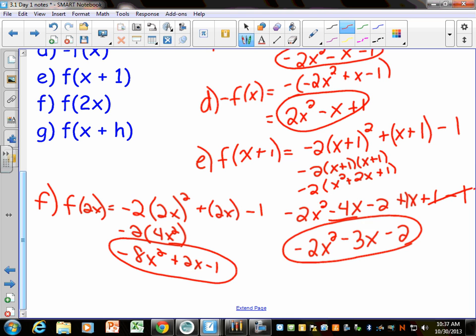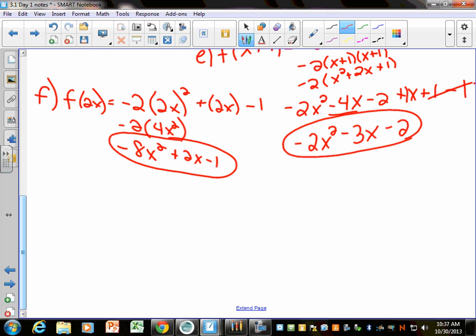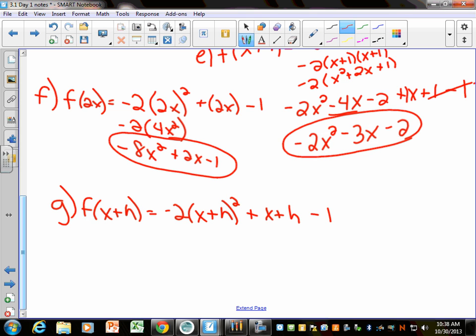F of x plus h. Same idea, only we're going to replace x with x plus h, which means f of x plus h would give me negative 2 times x plus h squared plus x plus h minus 1. Is that right? You're going to boil it out. You're just going to have x's and h's in there. Combine like terms as you can.